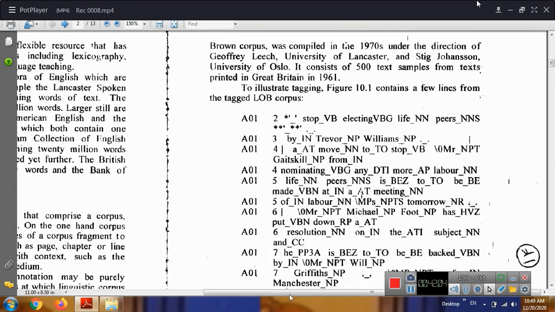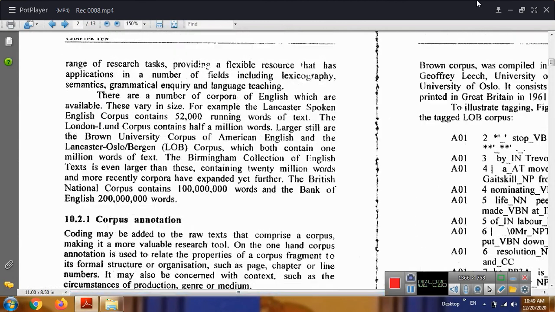We say something about the size of corpora. As I told you, we have a number of corpora which vary based on their size. You saw examples like Brown, Birmingham, Lancaster, which have their special sizes. You should know their size.